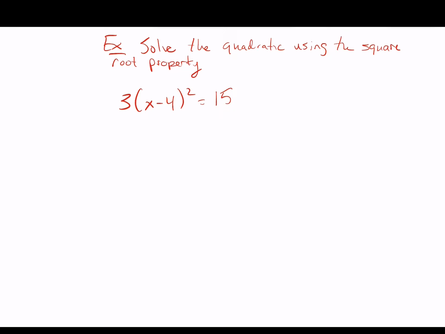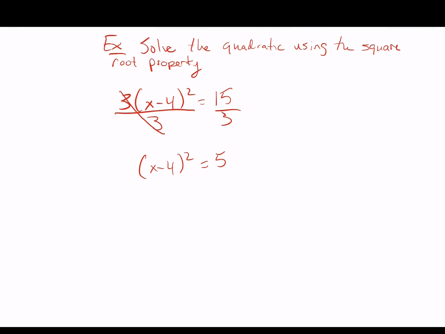Let's try a little more complicated example. Solve the quadratic using the square root property. We have 3 times the quantity x minus 4 squared equal to 15. Well, our first step is to divide both sides by 3. The 3's cancel on the left side. We have x minus 4 quantity squared is equal to 5.